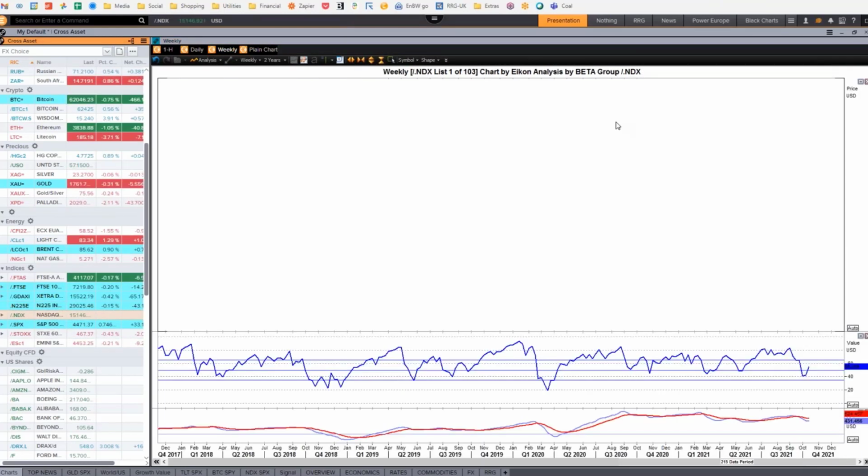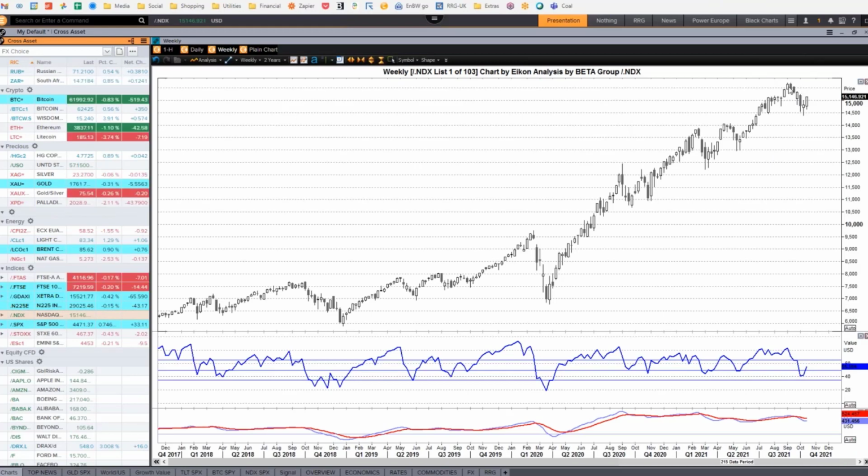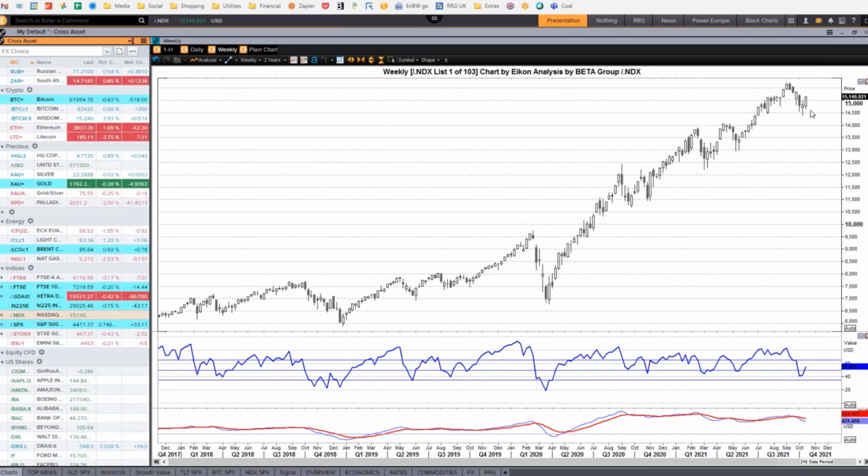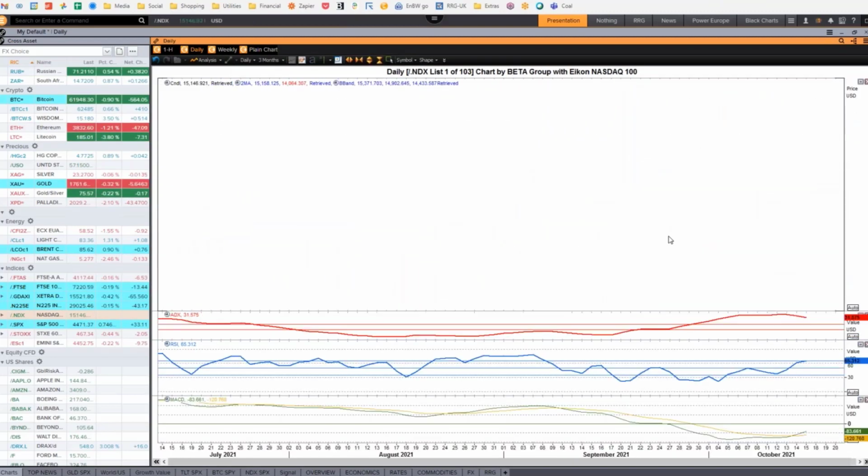So it came, it didn't make two tops, it made a high, came down. This is a weekly chart here, is also turning up. The MACD is still negative at this point. The RSI came down below 50 and turned up, and so that's a bullish sign.